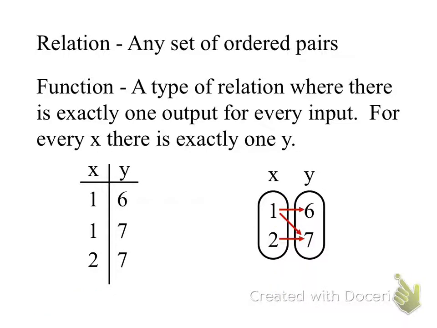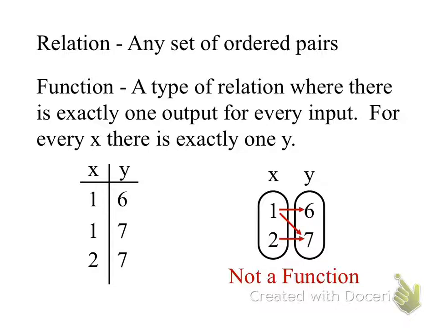Why can't it be a function? When x repeats, it's not a function. You can either memorize the definition, or remember it's only considered a function if there's only one output for any input.